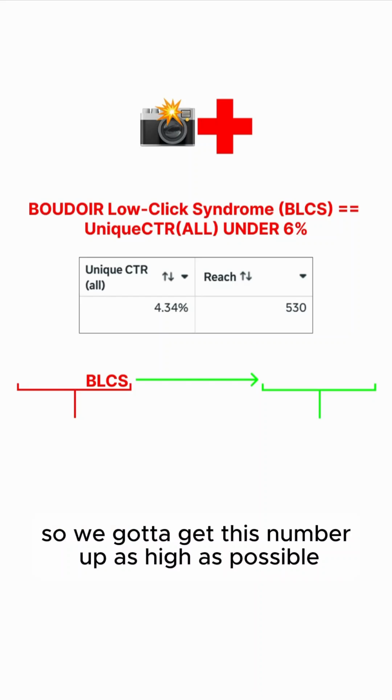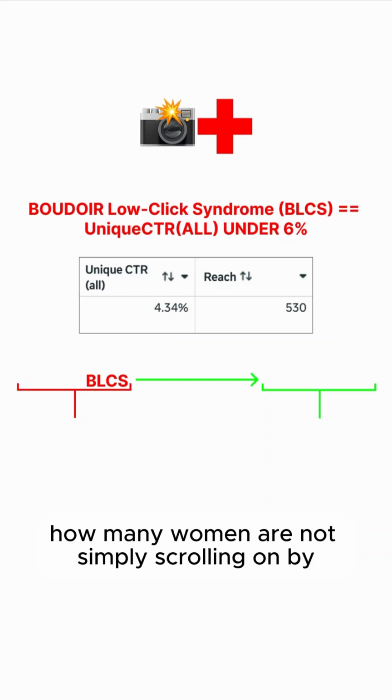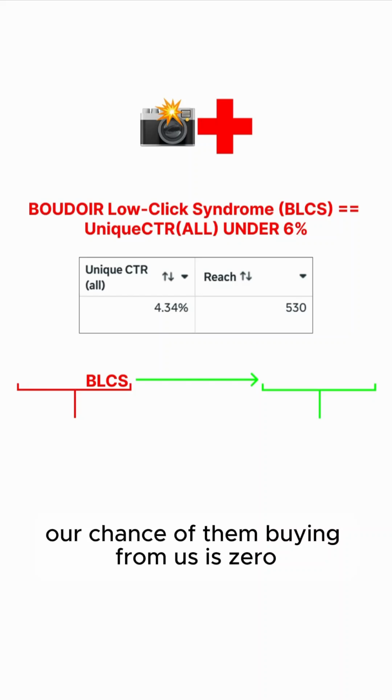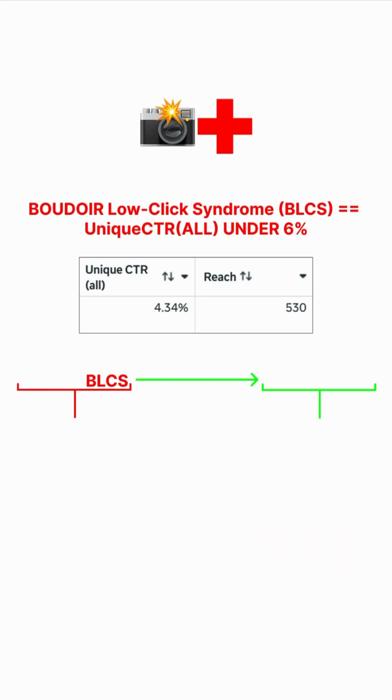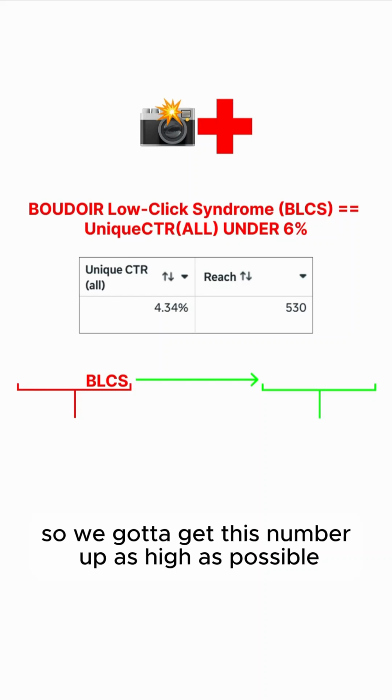So we gotta get this number up as high as possible to get our ads into the maximum number of women's brains as possible. Because basically this means how many women are not simply scrolling on by. If they simply scroll on by, our chance of them buying from us is zero. If they click somewhere, the chance of them buying from us is greater than zero. So we gotta get this number up as high as possible.